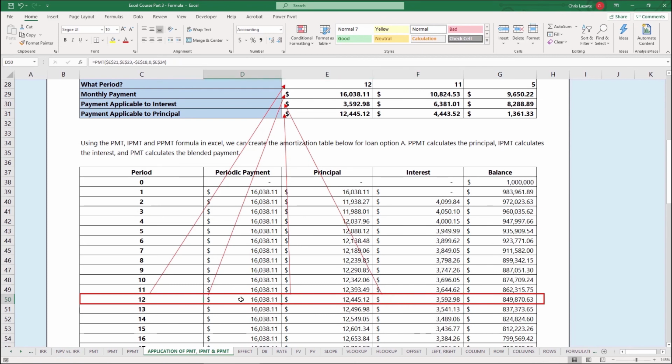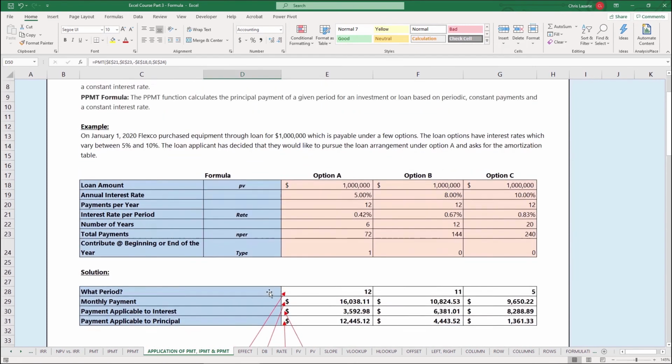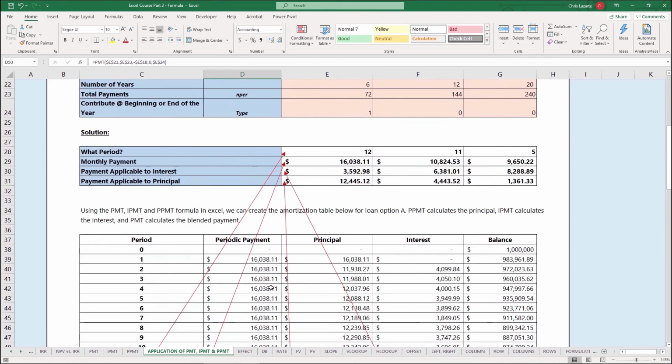They're very handy if you're trying to create a loan amortization schedule or an investment schedule and you want to calculate the amount of the principal or interest associated with it. And again, this works in a situation where there are constant payments. And in this case, the constant payment was $16,038.11 because that's the amount that's required in order to pay off the $1 million loan over the 72 months based on the interest rate of 5% per year.